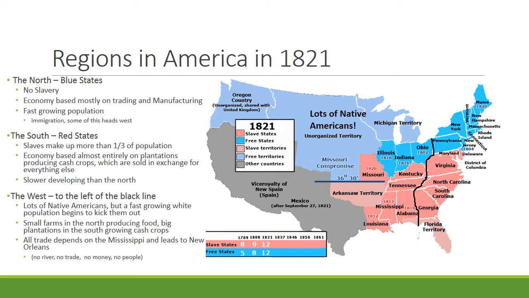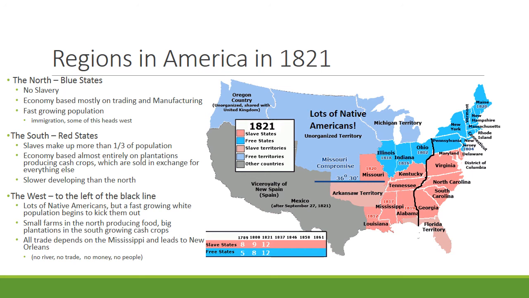Most everybody in the West is a farmer. In the North, it's small farmers who own their own land and grow food. And in the South, it's big plantations which are spreading west as slavery spreads west. And basically everybody in the West is dependent on the Mississippi. If you live west of that black line, you probably ship whatever you grow to the Mississippi, and all of that stuff goes south to New Orleans and then is traded with the rest of the world.